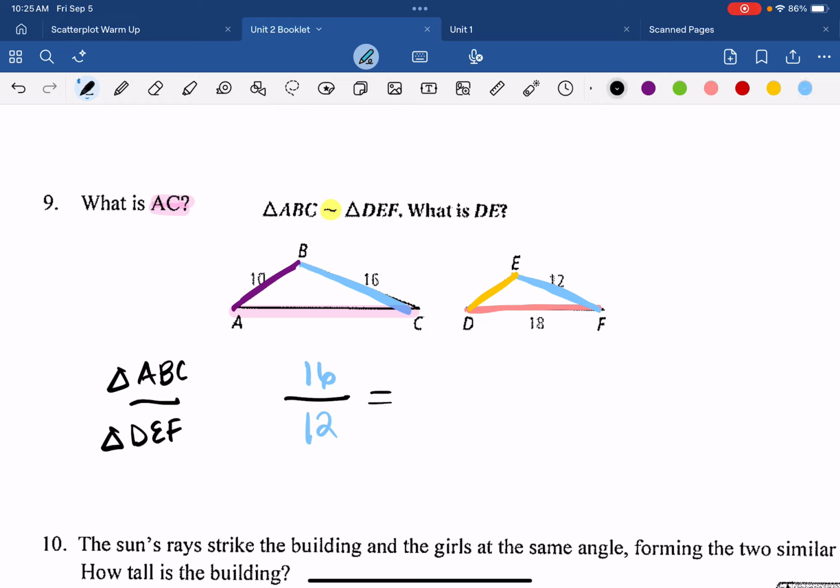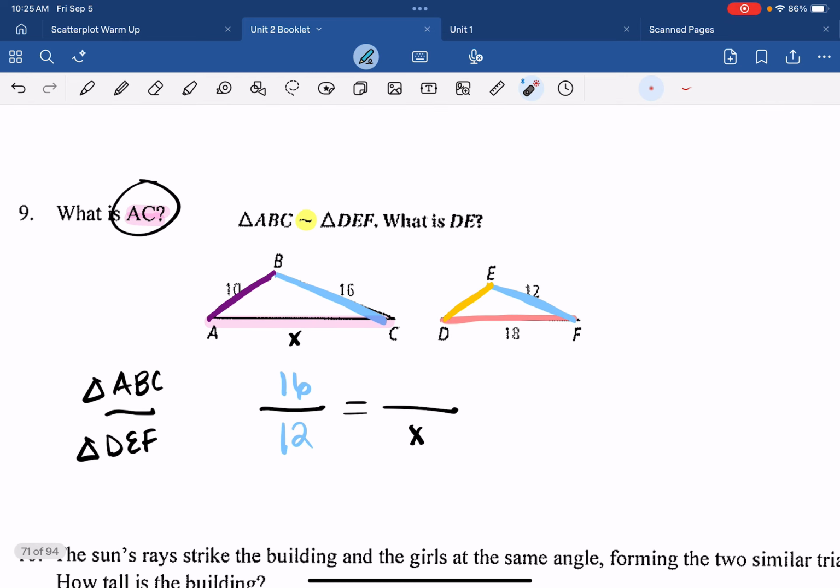All right. Now let's do the other part. So I'm looking for AC. So let's make that my variable. And now what number would I write up top that matches? Oh, hold on. Made a mistake. I need to put the X up top because that's coming from ABC. So ABC has the X, which is why it goes up top. All right, so what number from DEF should I put in the bottom? 18, because it's the same side.